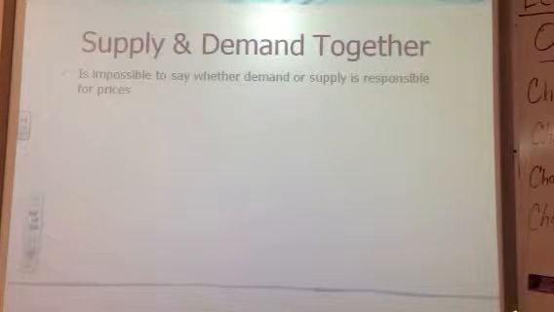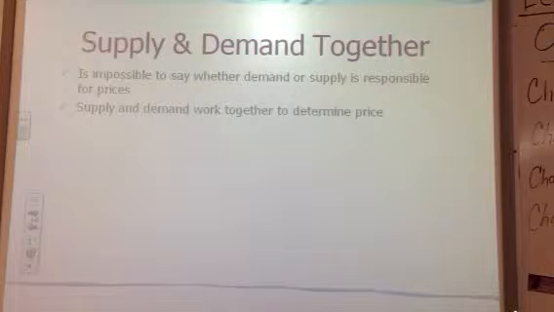When you look at the economic market, it is impossible to tell whether it's supply or demand that's responsible for prices. Did the price go up because so many people want it, or did the price go down because demand was down, or did the price go up because the resource to make this is scarce? It's not really clear which one affects price the most. They actually work together in order to determine price.